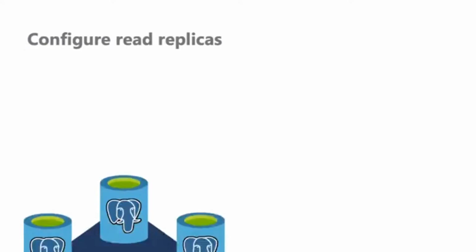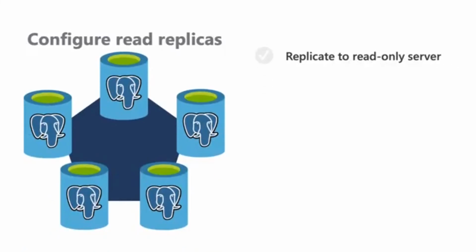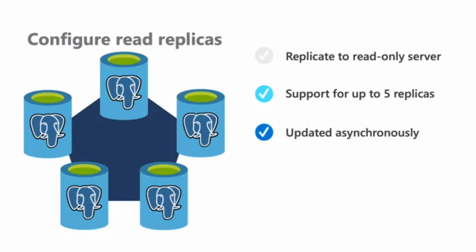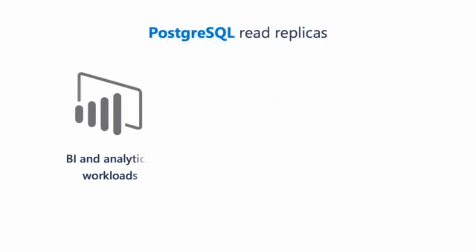Let's talk about read replicas now for PostgreSQL. You can replicate data from an Azure Database for PostgreSQL server to a read-only server. Azure Database for PostgreSQL supports replication from the master server up to 5 replicas. Replicas are updated asynchronously with the PostgreSQL engine native replication technology. Read replicas help to improve the performance and scale of read-intensive workloads. Read workloads can be isolated to the replicas, while write workloads can be directed to the master. A common scenario is to have BI and analytical workloads use read replicas as the data source for reporting.